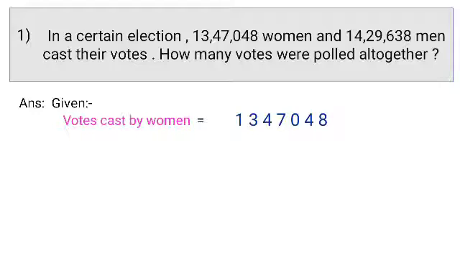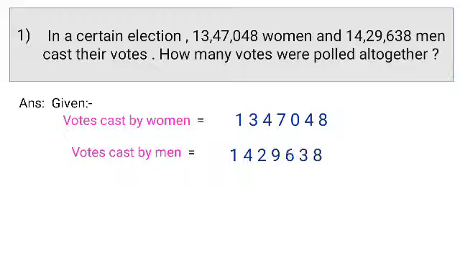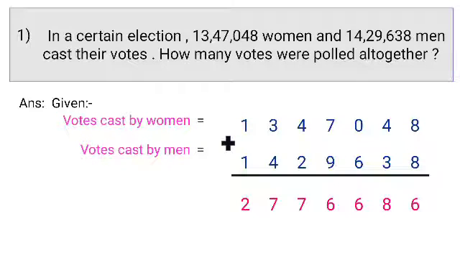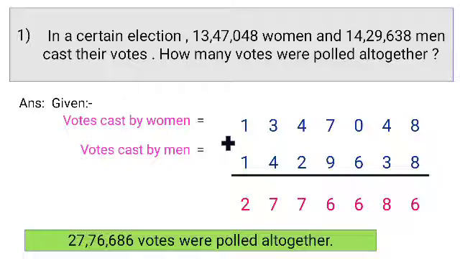So, votes cast by women. Then you are going to write about the men. This is our first step, not the third, first step. Then the second step is addition. Quickly we are going to do the addition. Now after addition, our second part is over. Now the third and important one is the statement. So in the question it is asked how many votes were polled all together. So according to that we have to write the answer. 27,76,686 votes were polled all together.